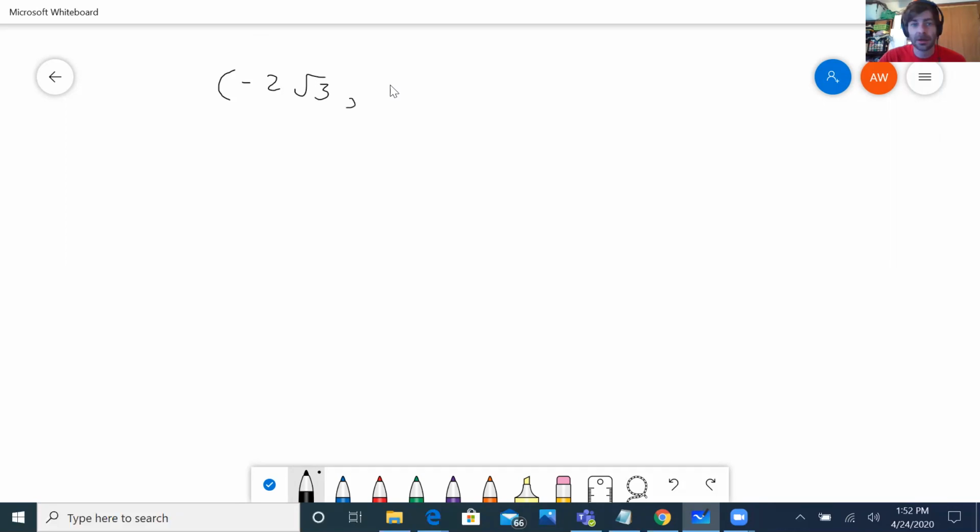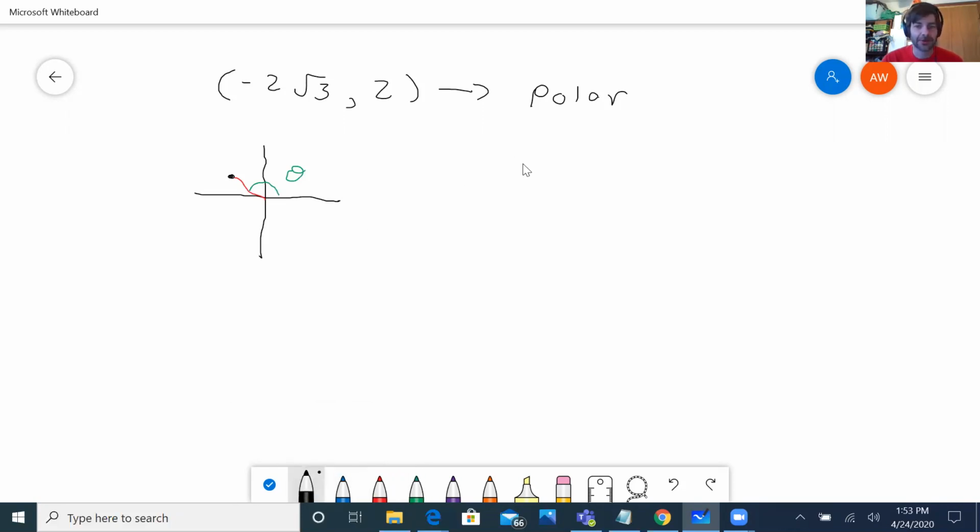I have the point -2√3, comma 2. And I want to turn this into polars. So there's a couple things I want to do. I always think the first thing I want to do is draw myself a little graph so I have some idea about what this thing's going to be. So -2√3, 2, I'm going to say it's over there somewhere. So what I need is my r and my theta.